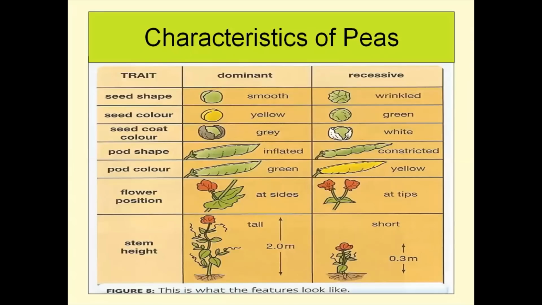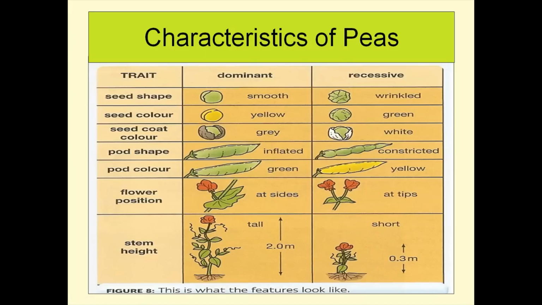He used a number of contrasting visible characters of garden peas. He studied 7 traits of peas and noticed that to each trait there is a dominant characteristic as well as a recessive characteristic. For example, in the case of seed shape, the alleles for smooth seed shape are dominant over the alleles of wrinkled seed shape.